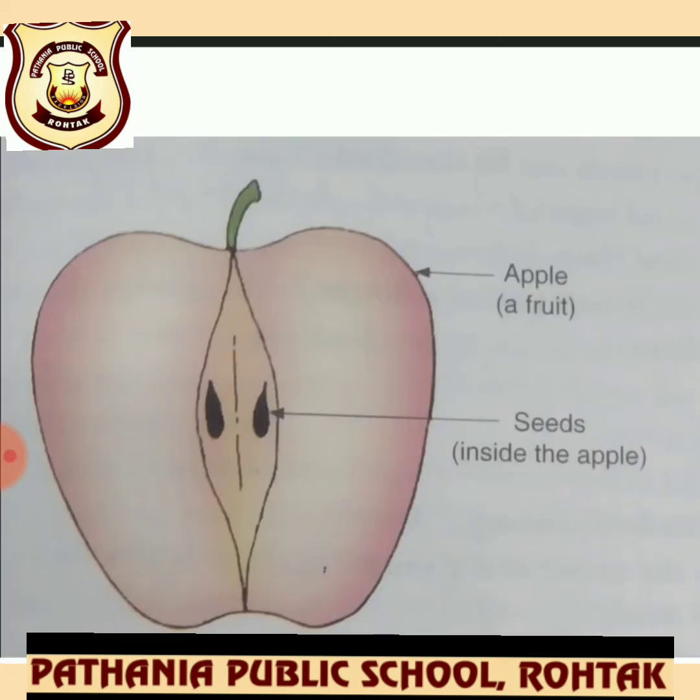So next is fruit and seeds. Now what do you mean by fruit? A fruit is that part of a plant which contains seeds. Apple, orange, plums, lemon, tomatoes, all are fruits because they have seeds inside them. Even the pea pod is also a fruit. The peas inside it are its seeds.